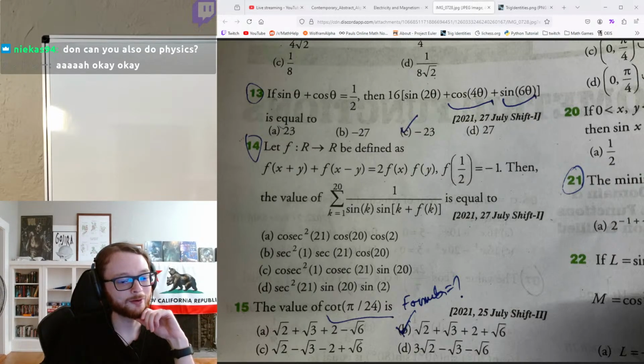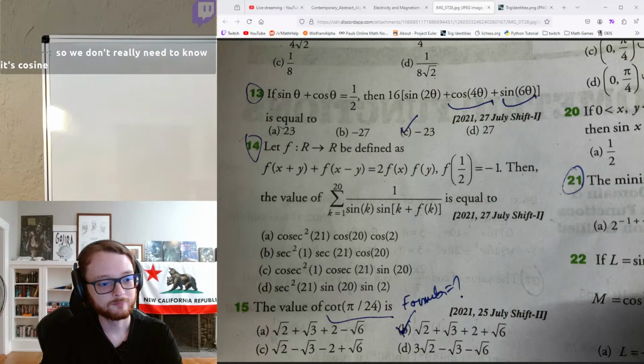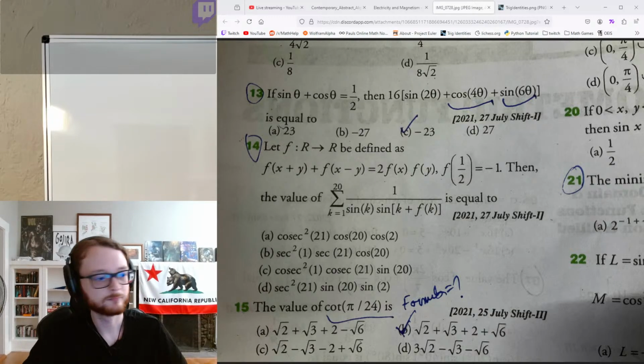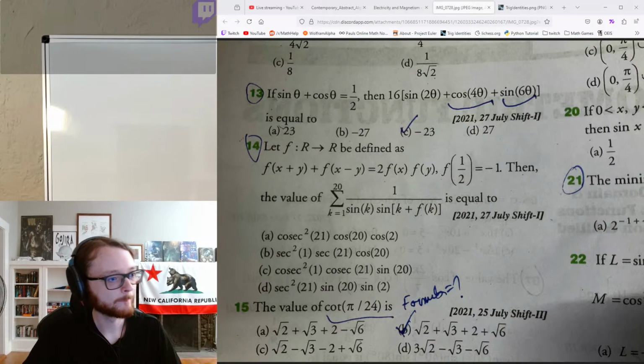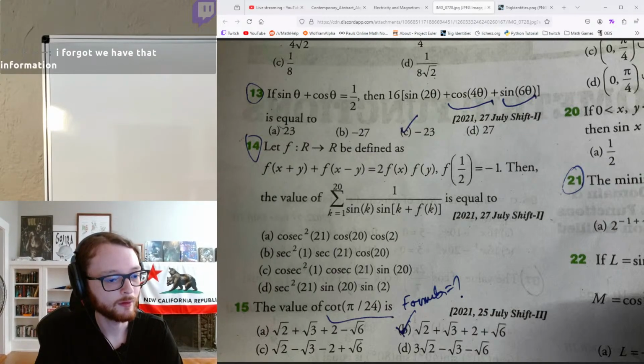We don't really need to know it's cosine. Oh, really, Anders? We might actually get a little collaboration with Zach here to work on this problem together. All right, I'm gonna hop in voice with Zach here.